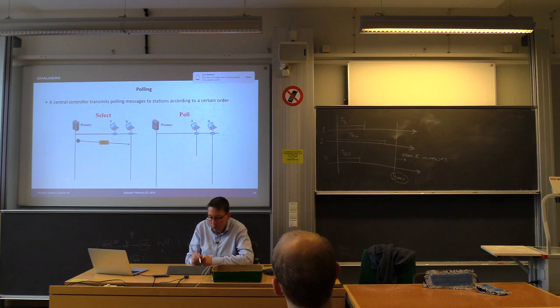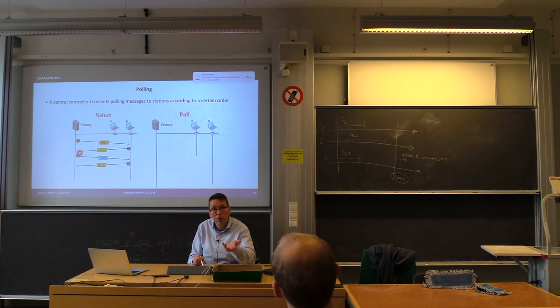Now, if the primary computer has some data that needs to be transmitted to B, it sends a special message to B saying, okay, I would like to select you for transmission. Then if B is ready to receive some data, it sends an acknowledgement back saying, okay, I'm ready, please send me the data. Then the data is transmitted to B, and there is an acknowledgement for that data. So the data exchange from the primary to one of the stations consists of a first handshake to figure out whether you are ready to receive data, and then the actual data transmission.